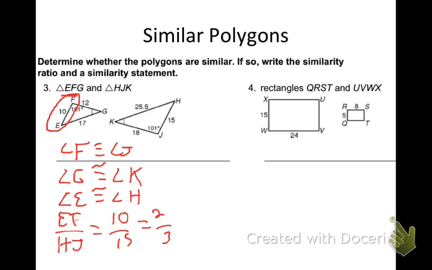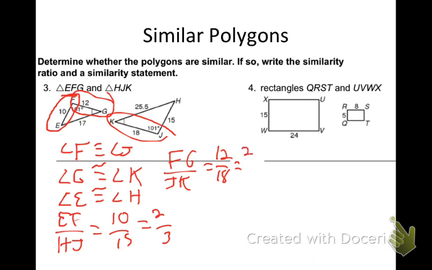Let's try another one. What about FG? What's FG going to be similar to? JK. So FG over JK equals 12 over 18, which comes out to be 2/3. Well, if those are both 2/3, let's do the other one. Let's try EG over HK. EG over HK comes out to be 17 over 25.5.